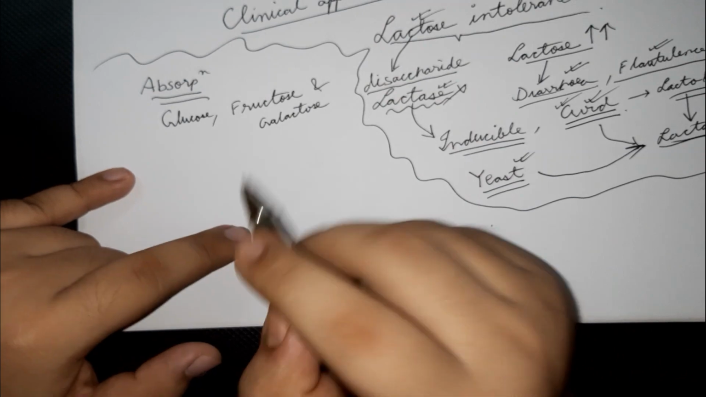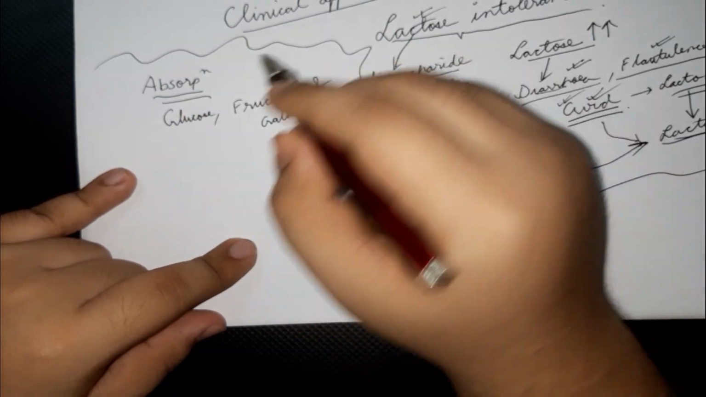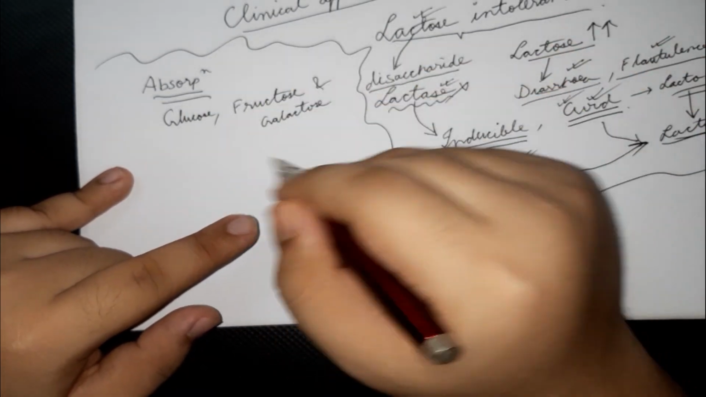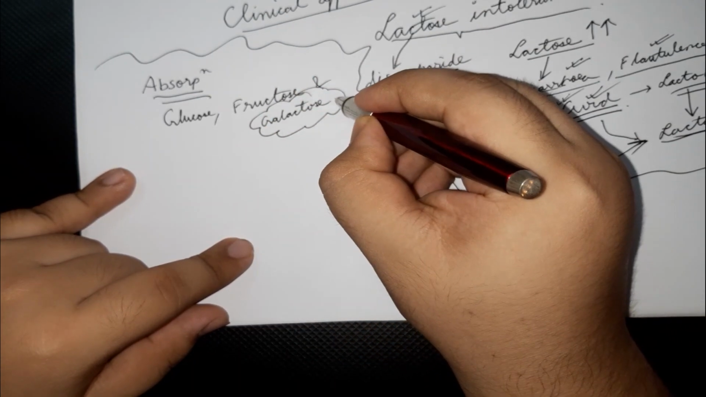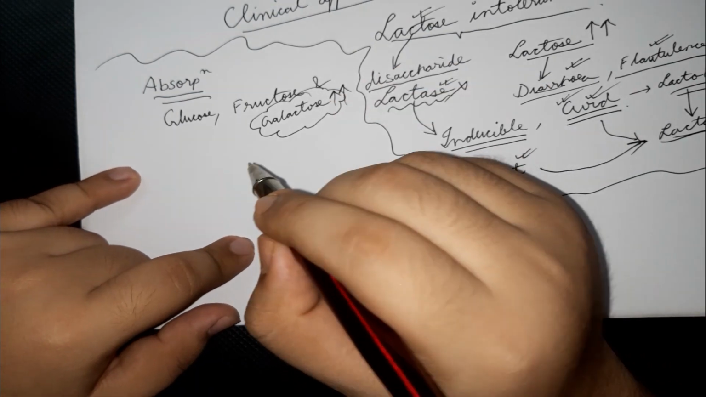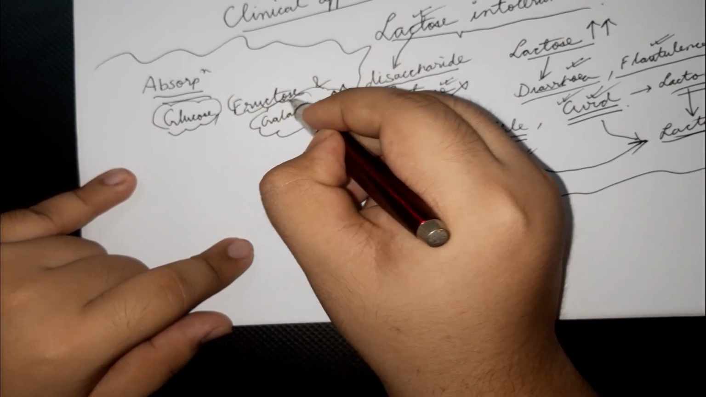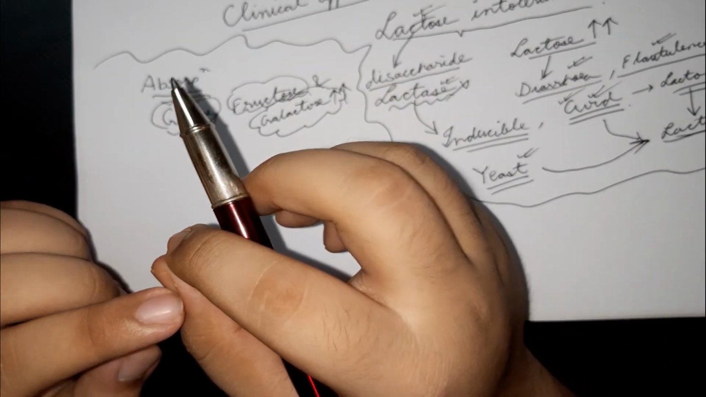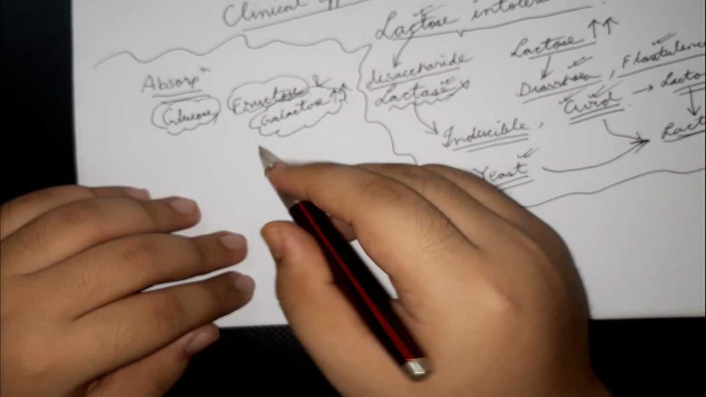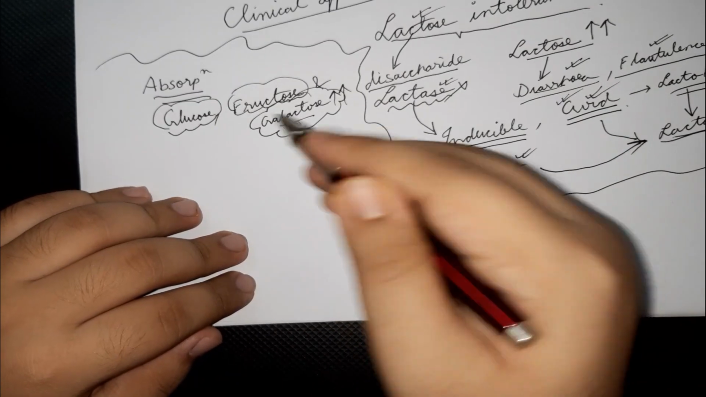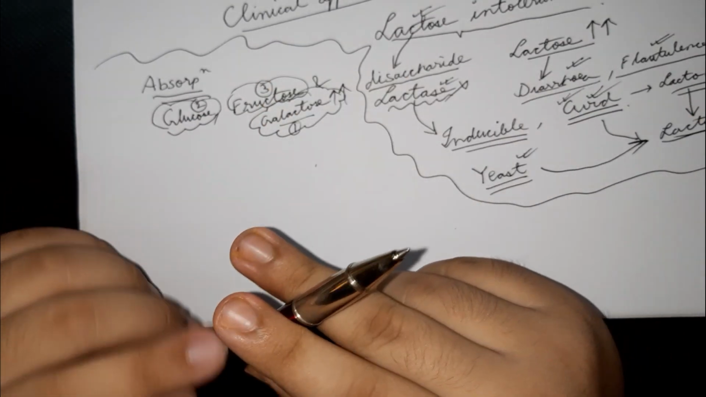Right? Now, an interesting thing is that absorption rates for these 3 monosaccharides are different. So these 3 monosaccharides are absorbed at different rates. For example, galactose is absorbed at the highest rate. Glucose is the second, and fructose is the least, or rather the slowest in case of absorption. Okay, so galactose first, glucose second, fructose third. Done.